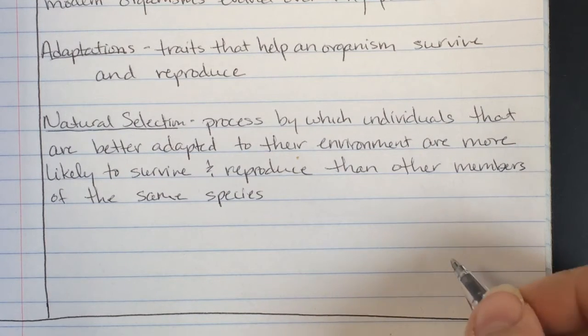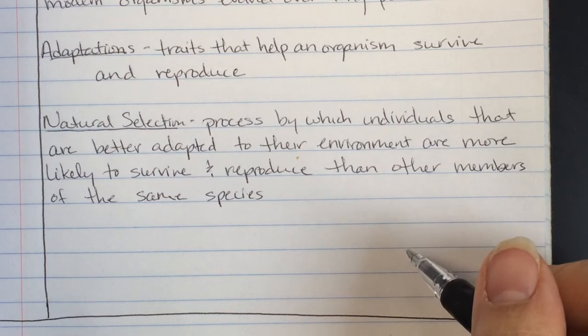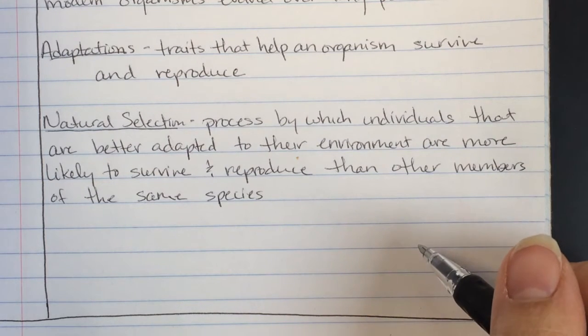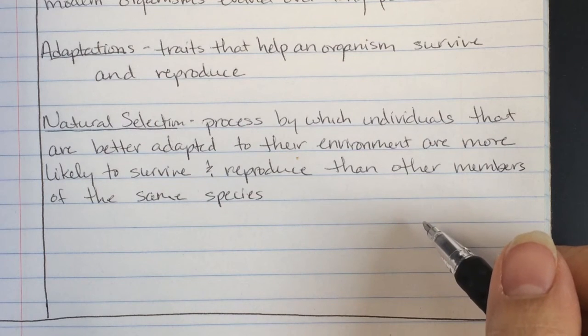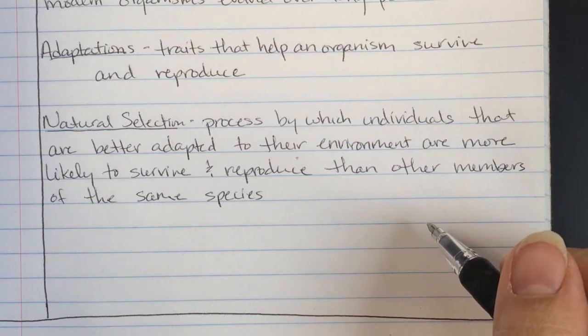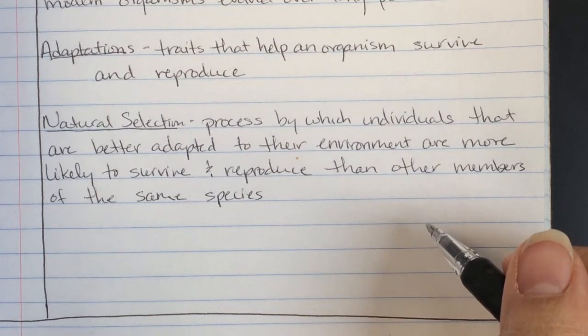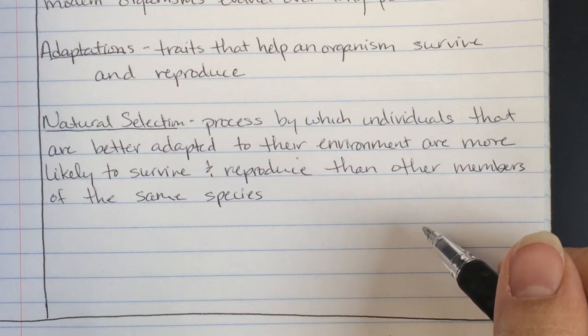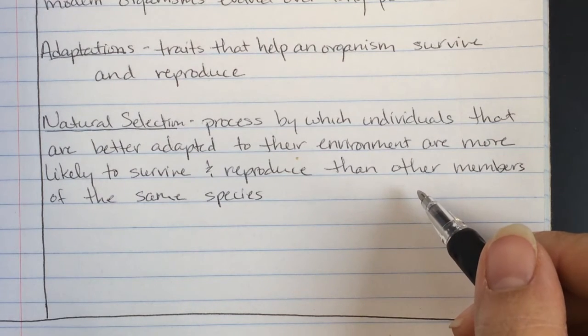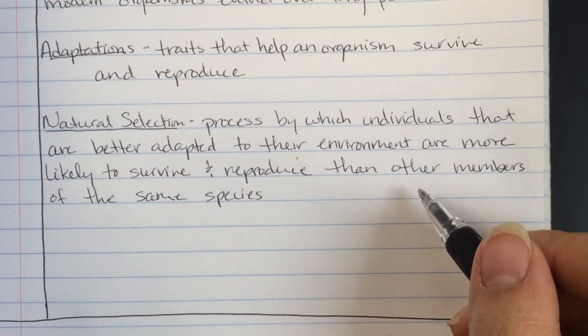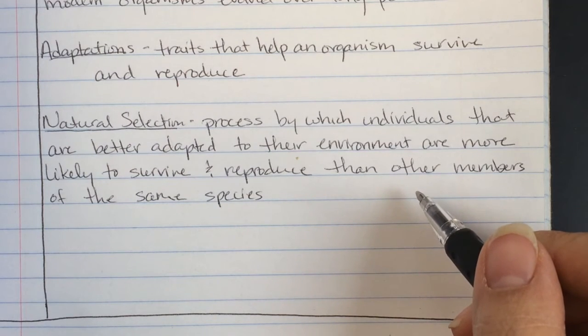So those that maybe have thicker fur do better in a colder climate, and so they are able to live longer and reproduce more than their close relatives that have thinner fur, and they freeze and shiver and aren't able to survive and be very successful. And so natural selection eliminates those who aren't as well adapted, so only the ones who are survive. Now of course there are always going to be exceptions to that, but that's the general overall idea.